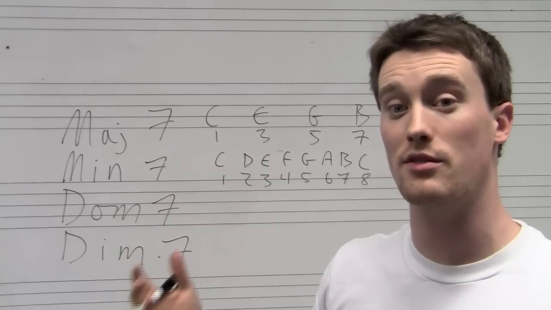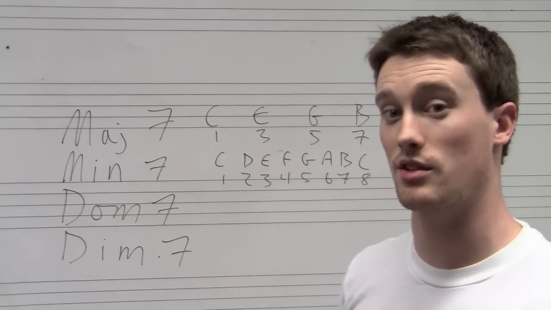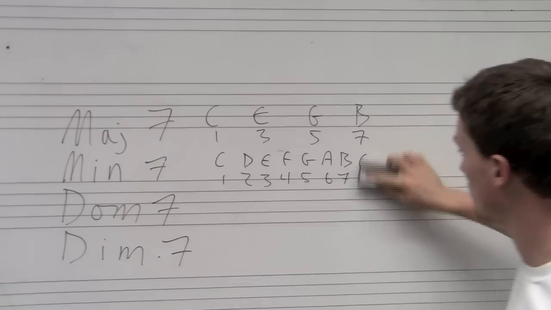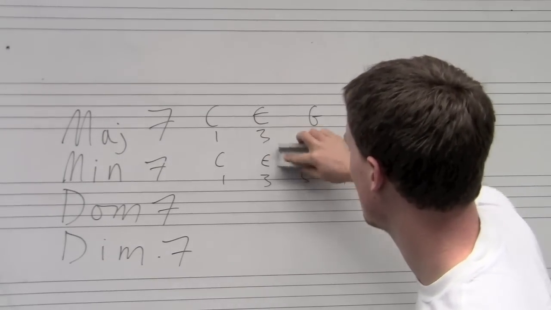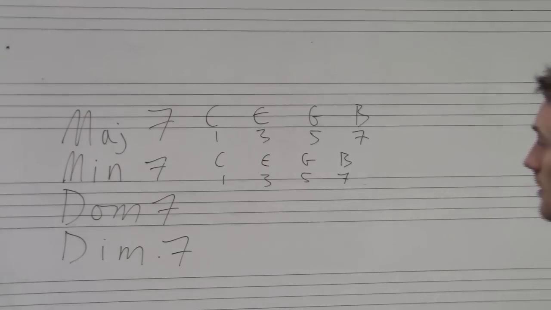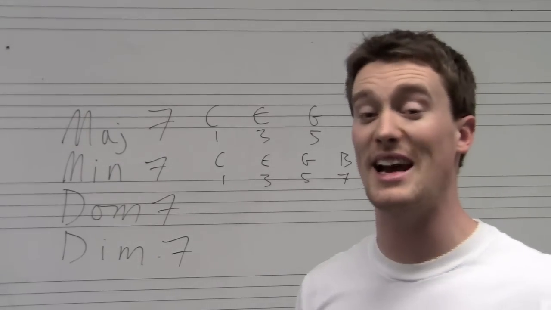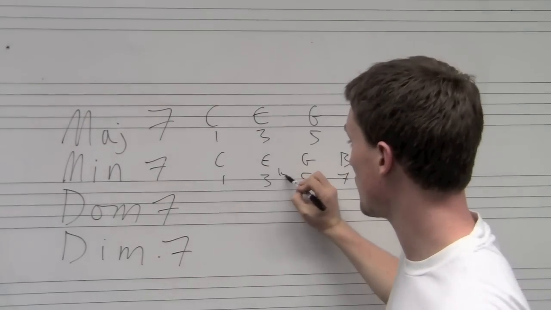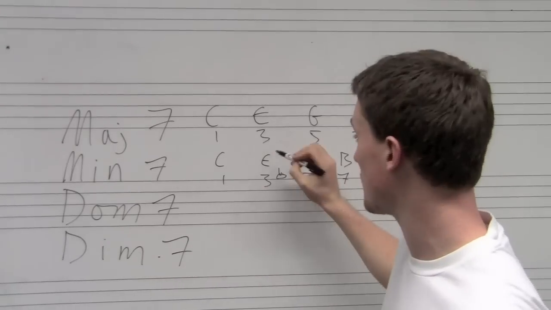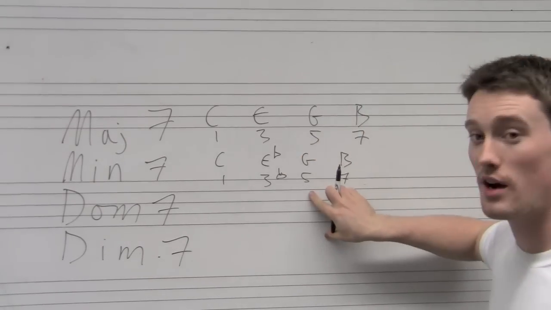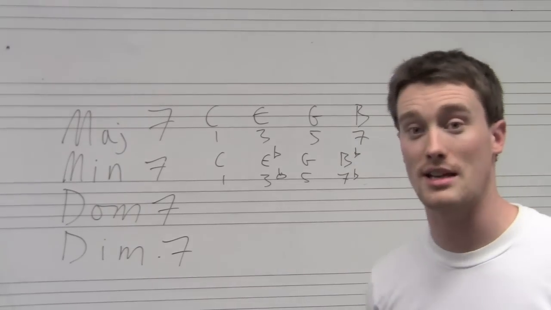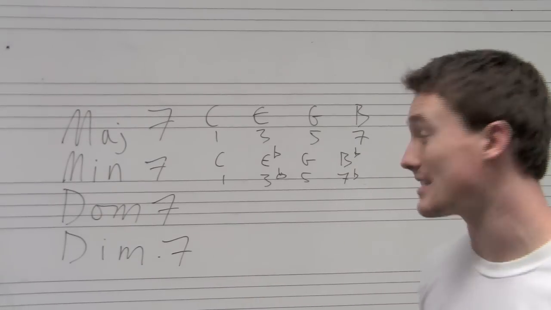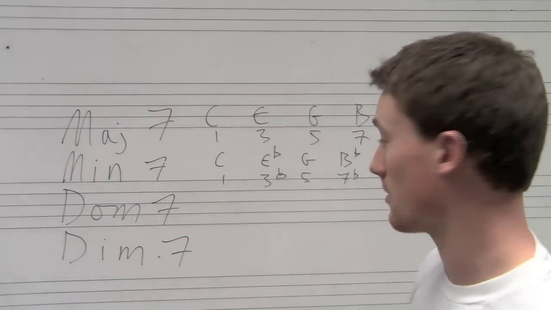So we want 1, flat 3, 5, flat 7. So get rid of the other ones. Done. Okay? So now we have to flatten the 3 and the 7th. So E goes down a fret, down a semitone to E flat. Then there's G fine, and then the 7th is flattened. So B goes down to B flat. That's it, easy. Now let's look at dominant 7th, okay?